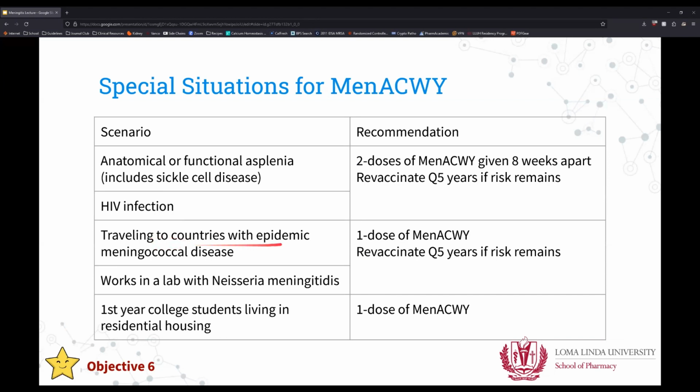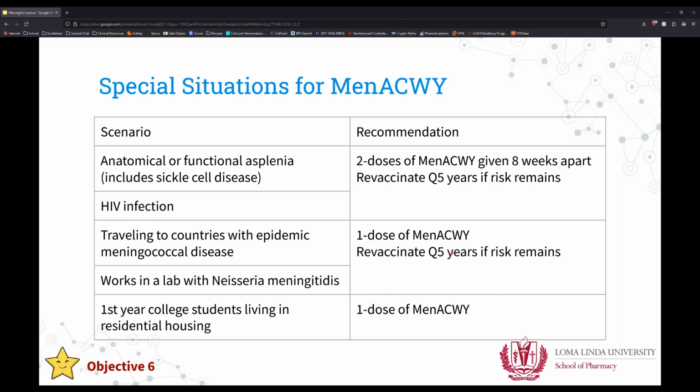And then for patients traveling to countries with epidemic meningococcal disease, as mentioned earlier in the lecture, this includes countries such as those in sub-Saharan Africa. This may apply to patients who, one, just travel a lot, and two, patients who are enlisted in the military and have to travel to these countries. Alternatively, if the patient works in a lab and specifically deals with Neisseria, then in either case you can consider 1 dose of this quadrivalent vaccination and then again revaccinate in 5 years if the risk still remains.